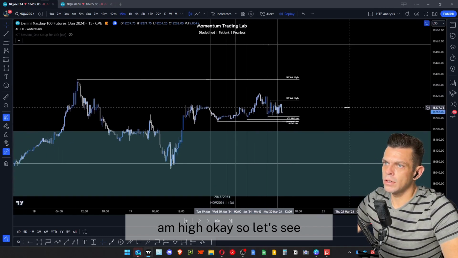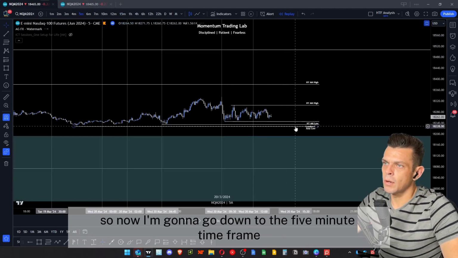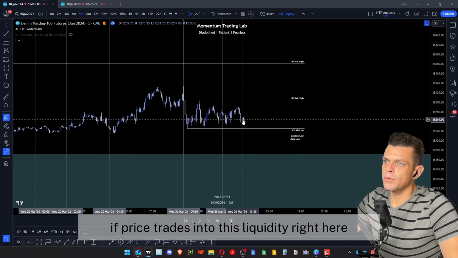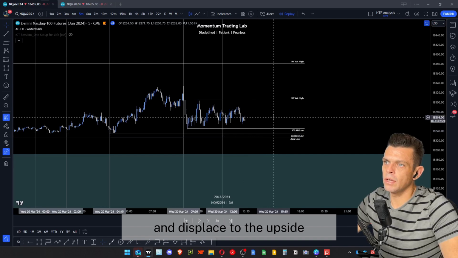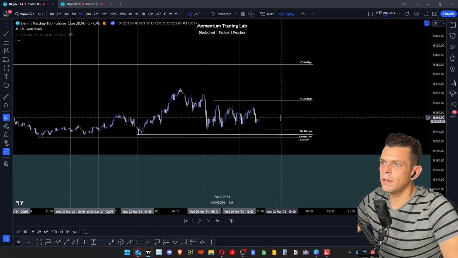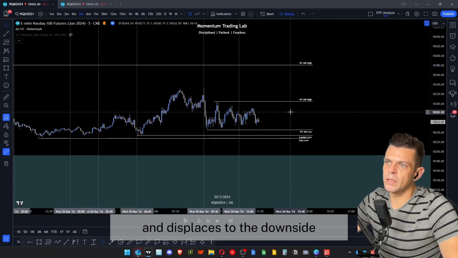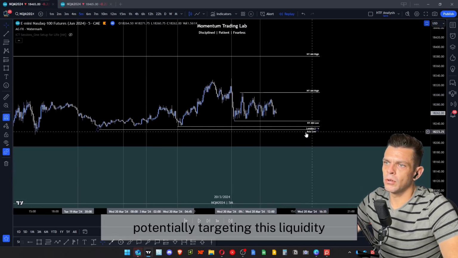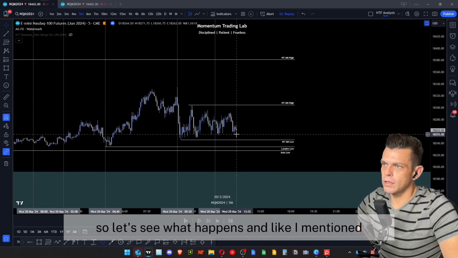Okay, so let's see. The ideal target would be the buy side liquidity right there. So now I'm going to go down to the 5-minute time frame. Let's see if price trades into this liquidity right here and displaces to the upside, then we are going to look for a long position targeting that high. If price raids the New York morning session high and displaces to the downside, then we will look for a short position potentially targeting this liquidity and the PD array at the bottom. Right, so let's see what happens.